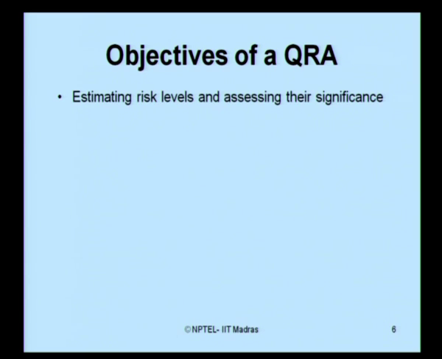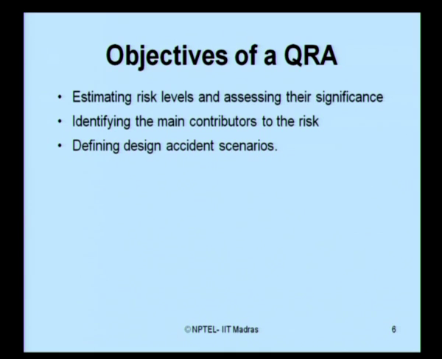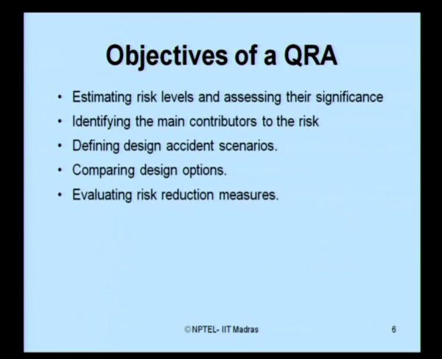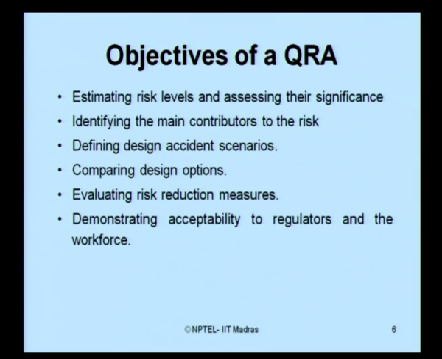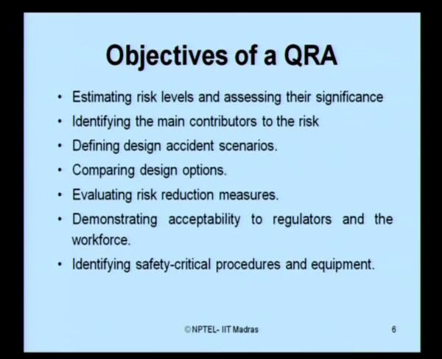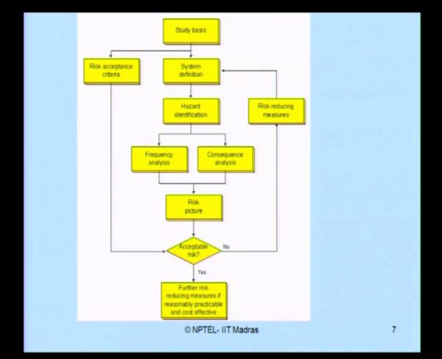If you look at the QRA method, let us quickly ask a question to ourselves. What do you understand by the objectives of QRA? Estimating the risk levels and assessing their significance, identifying the main contributors to the risk, defining design accident scenarios, comparing the design options, evaluating risk reduction measures, demonstrating acceptability to regulators and the workforce, identifying safety critical procedures and equipment, identifying accident precursors and so on.